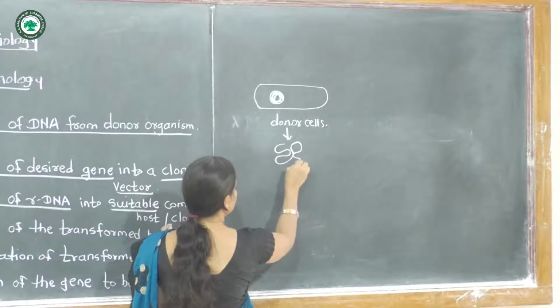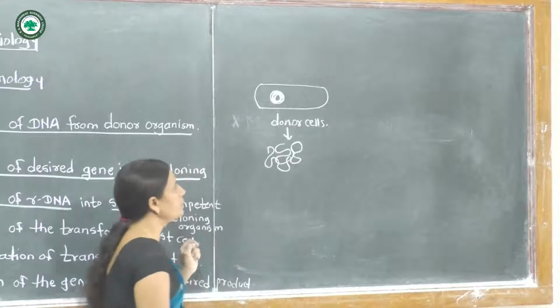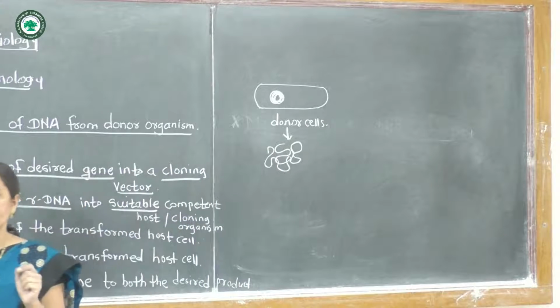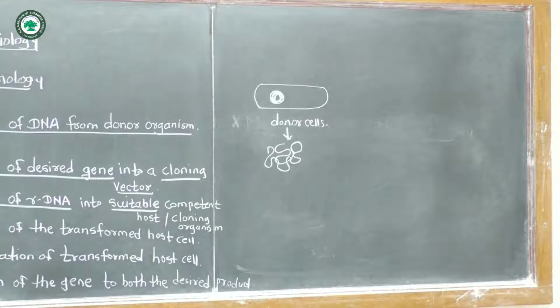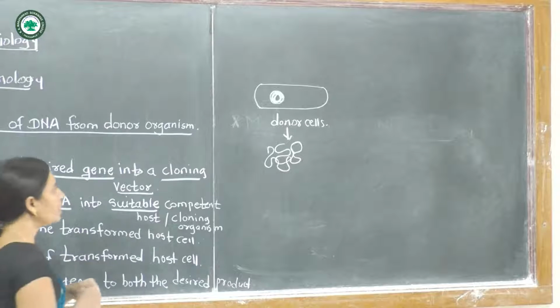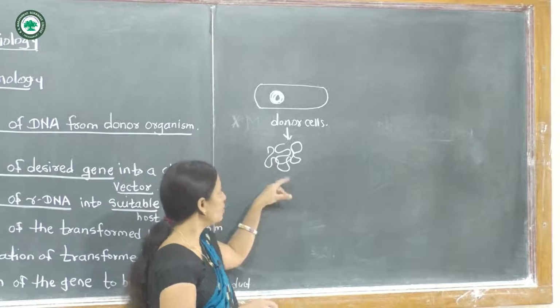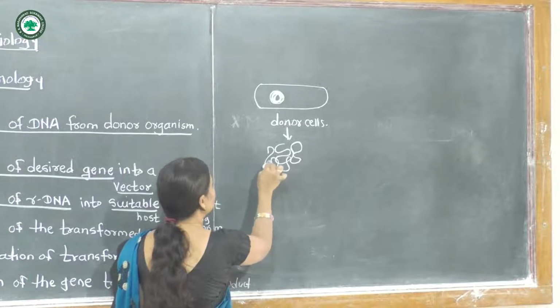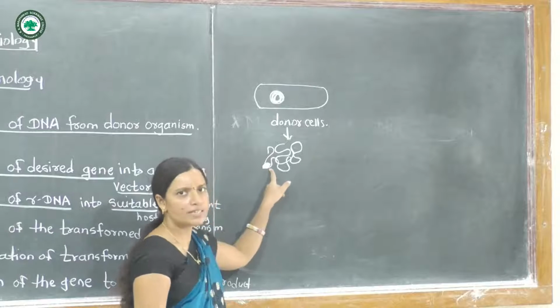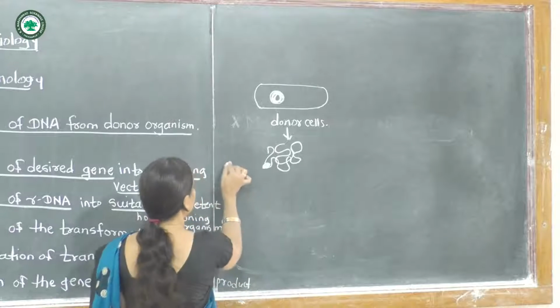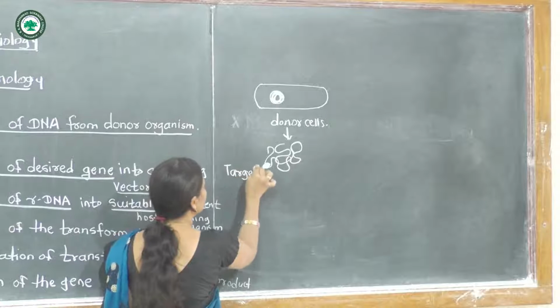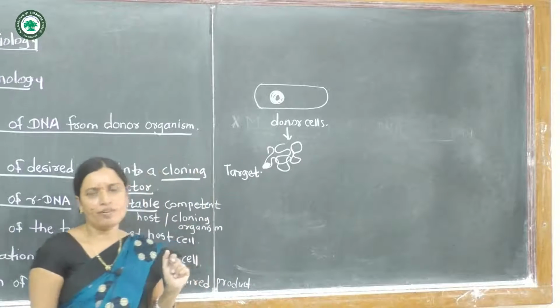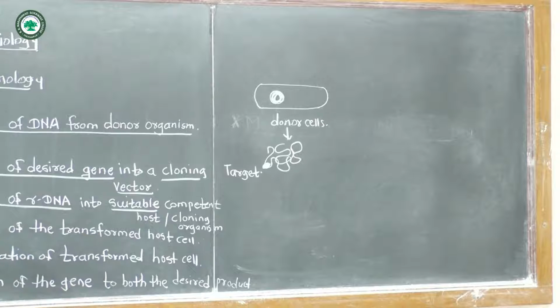This DNA has a coiling structure, and it is firstly isolated. Now comes the isolation of the desired gene or desired segment of the DNA. This DNA is a thread-like structure, a double-stranded helical structure, and it needs a specific cut. This is the target point, the target gene or DNA for selection. Firstly, isolation of this genetic material.